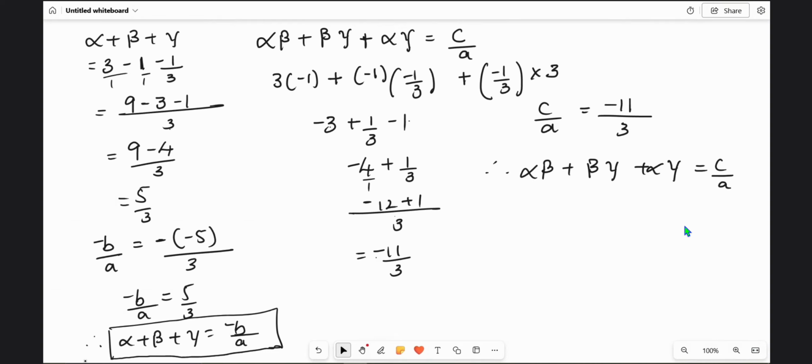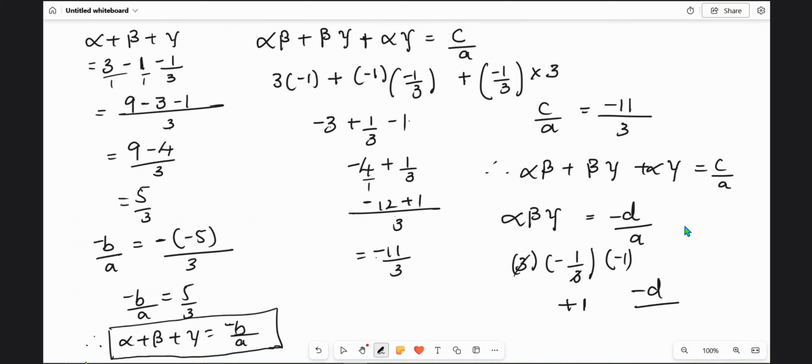Okay. Next, alpha into beta into gamma. Alpha into beta into gamma will be equal to minus d by a. And if you observe, first you will get minus here, then plus, then minus. Okay. Alpha into beta into gamma. That is 3 into beta, which is minus 1 by 3. Gamma is 1 by 3. Then beta is minus 1. What you will get? You will get it as plus 1.